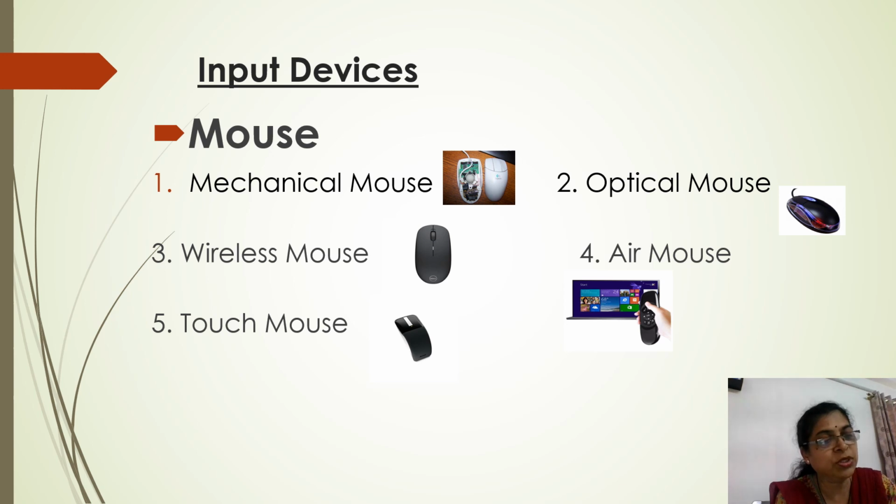Now touch mouse. Touch mouse is a touch sensitive mouse that recognizes touch gestures. For example, you press a location on a touch mouse to stimulate a click, sweep your thumb on the mouse to scroll the page, or slide multiple fingers across the mouse to zoom. All functions are there in touch mouse.